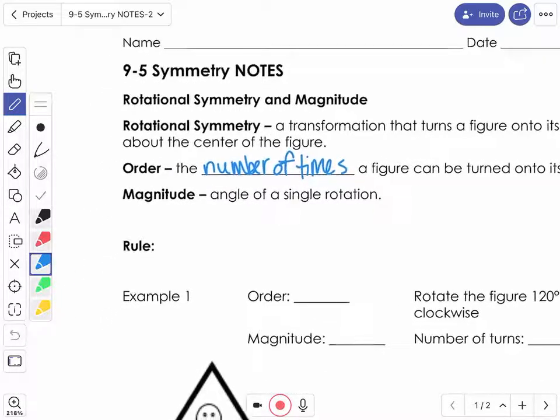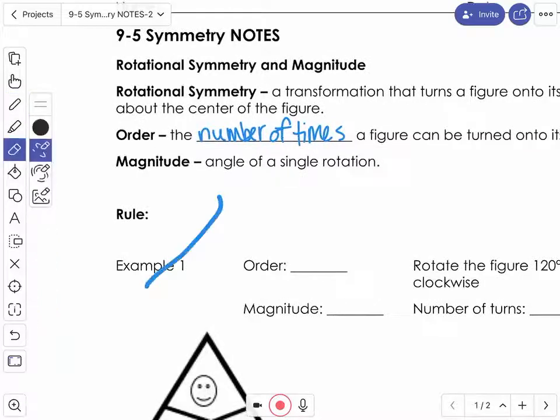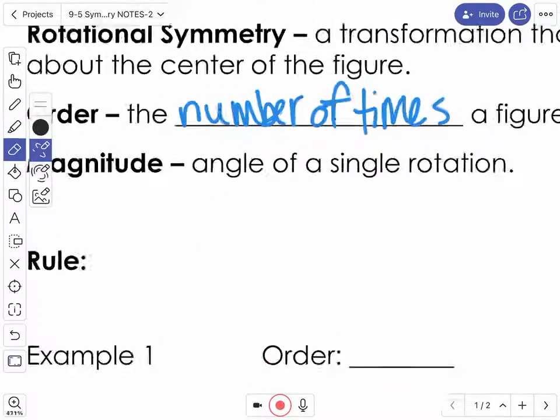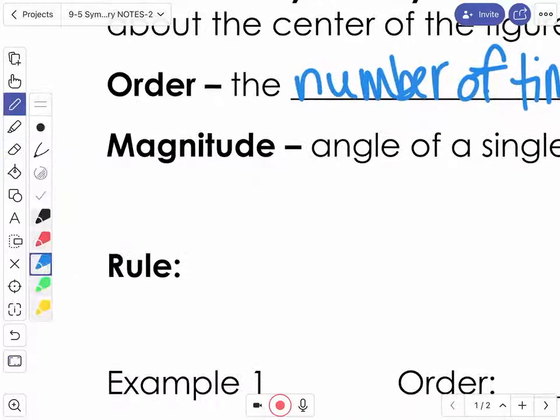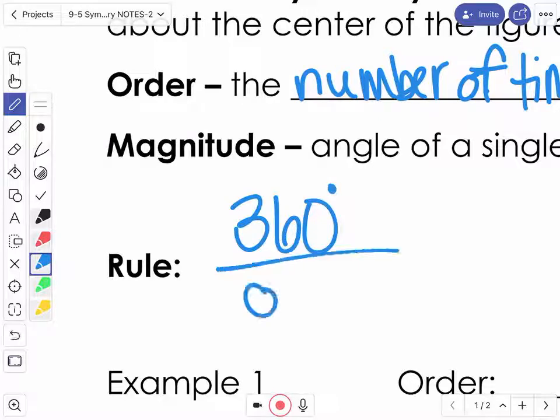So we have a rule to help us find the magnitude, and that is to take the 360 degrees that it takes to go all the way around back to where you started, divided by your order. So let's check out example 1 and see how this rule for magnitude is going to come in.